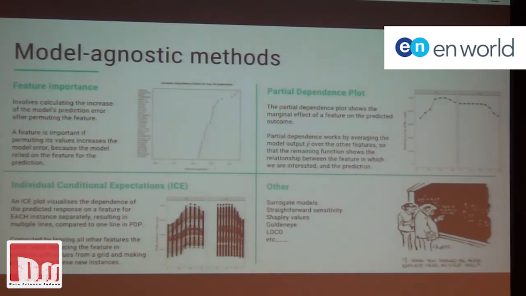And then there are other methods. Surrogate models I talked about already. Straightforward sensitivity testing, still very useful. Shapley values, GoldenEye, something I still want to look at actually. LOCO, there's some stuff out there. But the main one I actually want to talk about today is LIME.